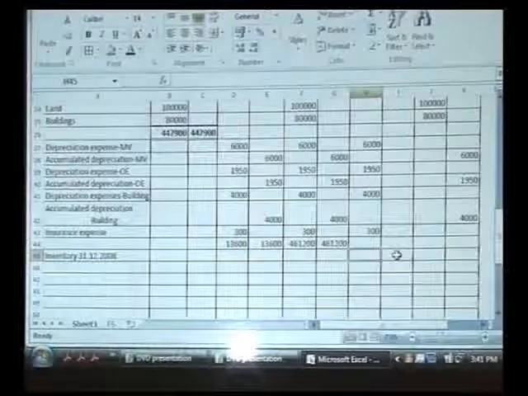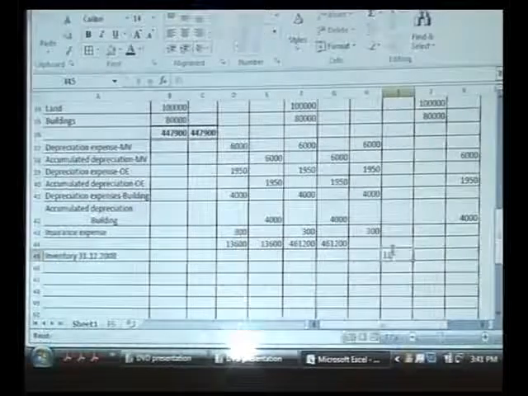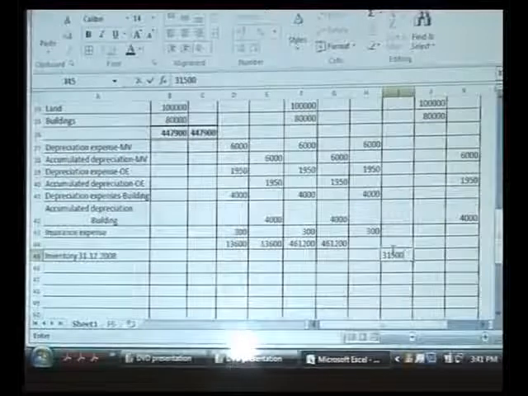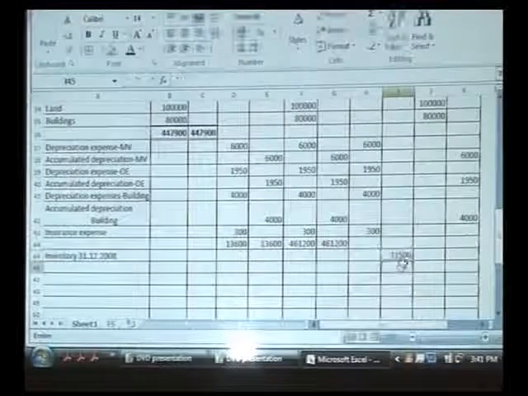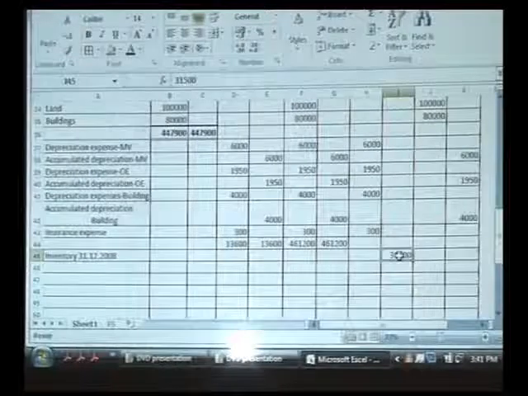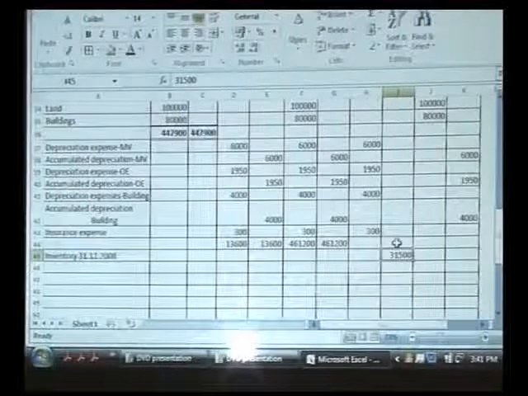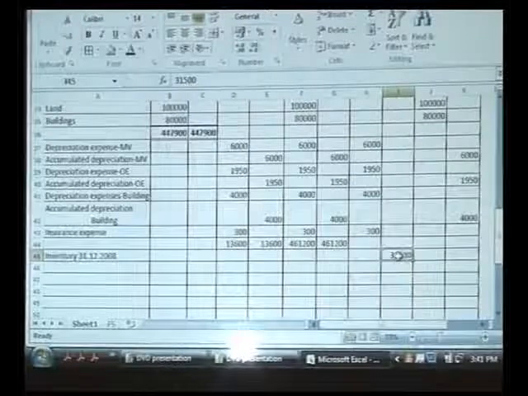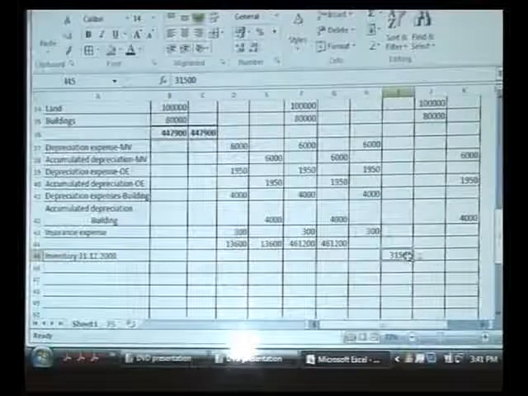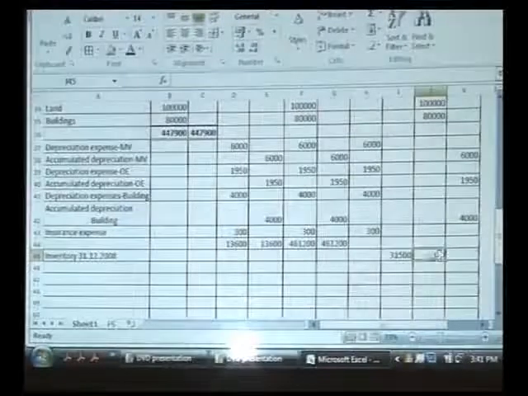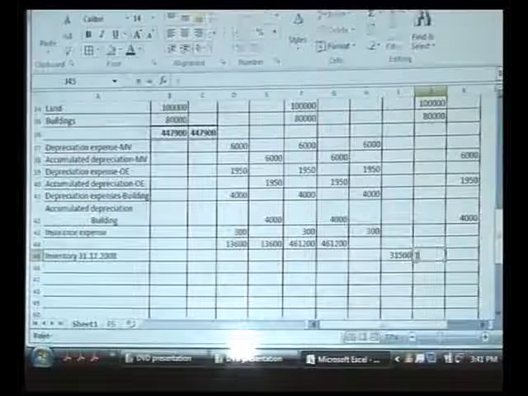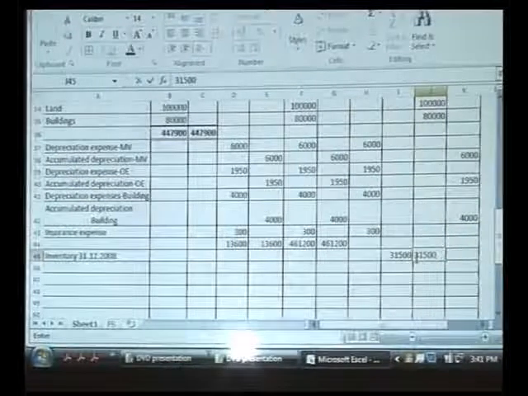Income statement credit 31,500, because as you know, it is a deduction from purchases and opening stock. So then deduction means a credit. And then in the balance sheet it is an asset, therefore debit.